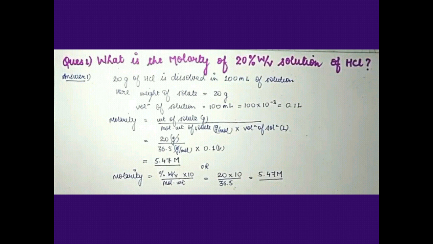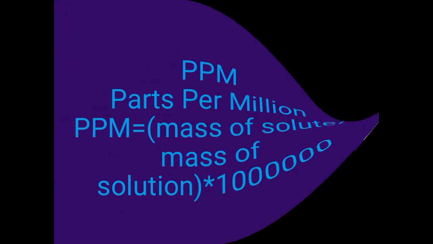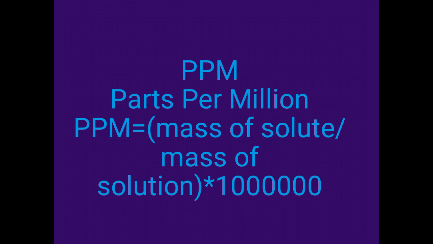तो इस तरीके से आप extract कर सकते हो चीज़ों को. Now the next way is ppm. ppm stands for parts per million. When the solute is present in very minute amount, like you can say in traces, then we can express the concentration in parts per million, which is abbreviated by ppm.